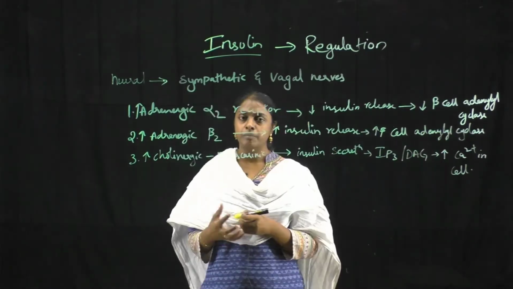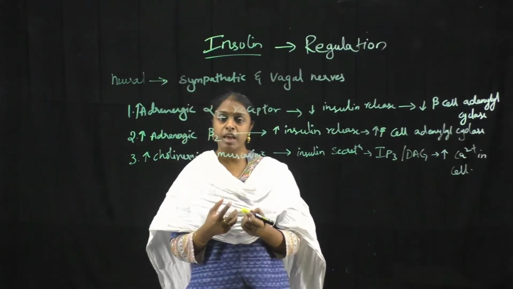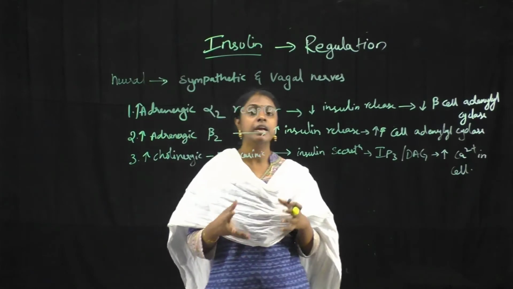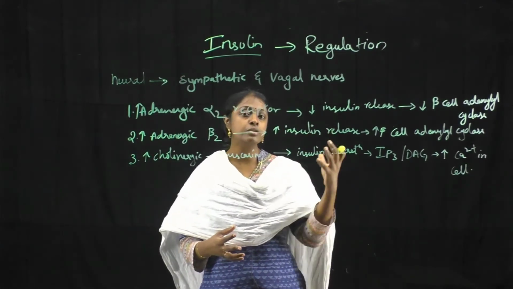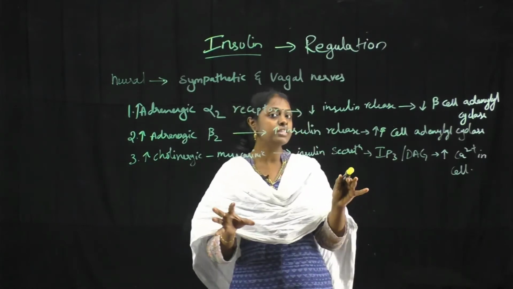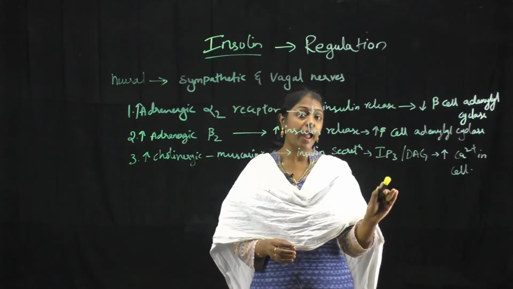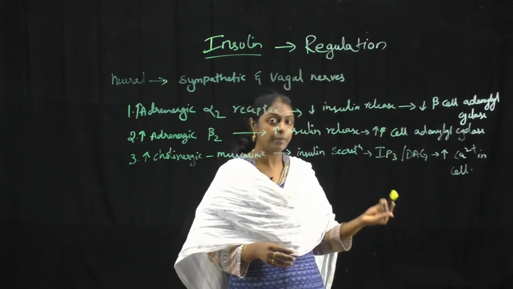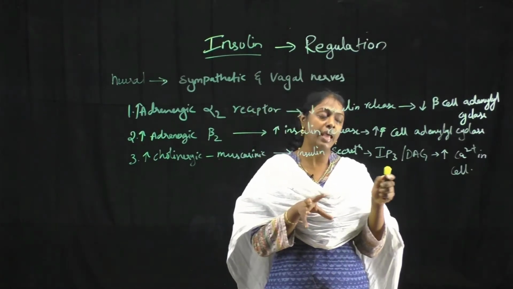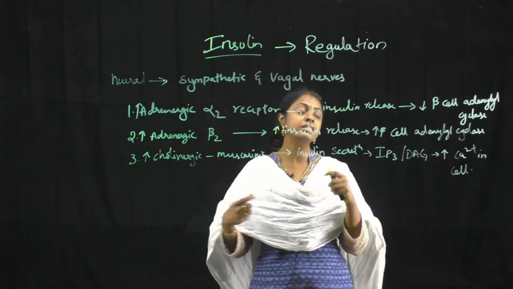Third, when there is cholinergic and muscarinic activation by ACh or vagal stimulation, that will stimulate secretion of insulin. How is this insulin secreted? By activation of a secondary messenger, the IP3 or DAG pathway. In this IP3 or DAG pathway, it will stimulate the calcium channels.